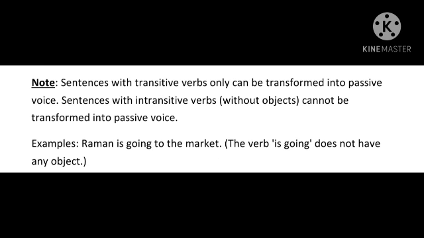The important thing you should keep in mind is that sentences with transitive verbs only can be transformed into passive voice. Sentences with intransitive verbs, that is, the verbs without objects, cannot be transformed into passive voice. For example, Raman is going to the market. So, what do you notice here, children? Is there any object in the sentence? Raman is going what? No object. So, the verb is going is an intransitive verb. So, we cannot transform this sentence into passive voice.